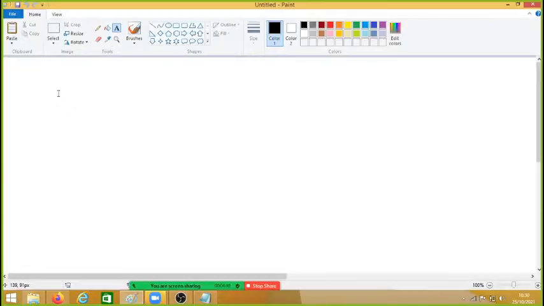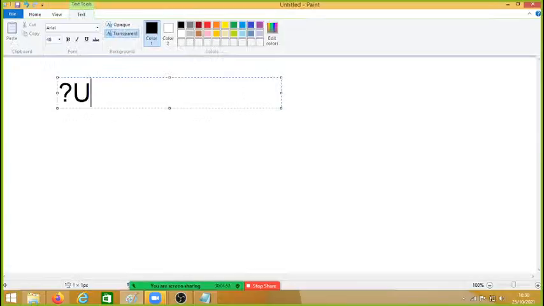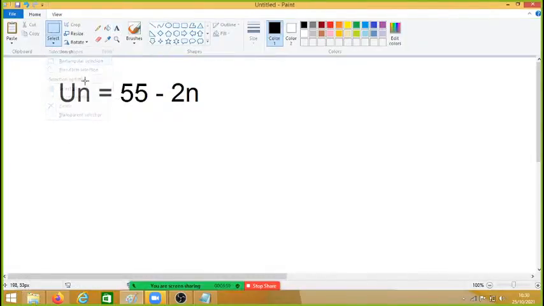So let's look at the first example. We have a sequence where the nth term, un, is equal to 55 minus 2n. That un has a small n, so we're not asking you to do anything with it, it's just a label. The first question is to work out the first 5 terms. So here we're just going to do a bit of substitution.